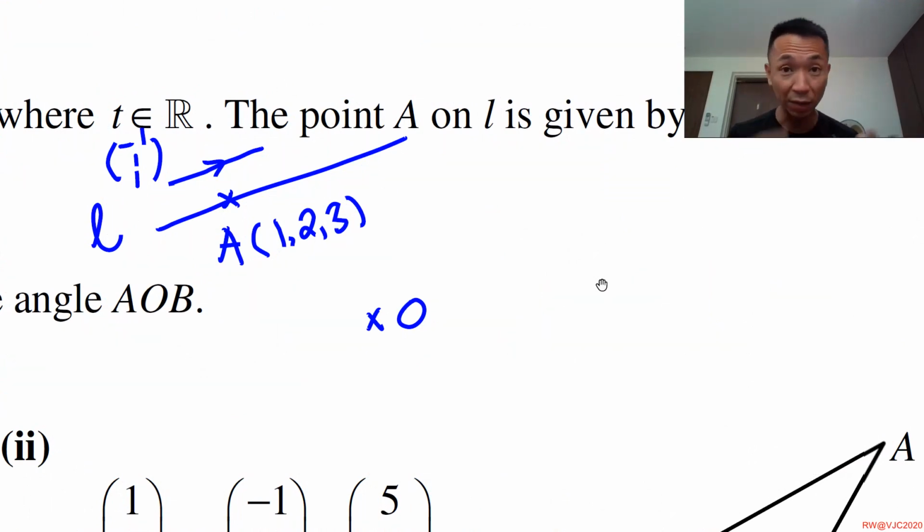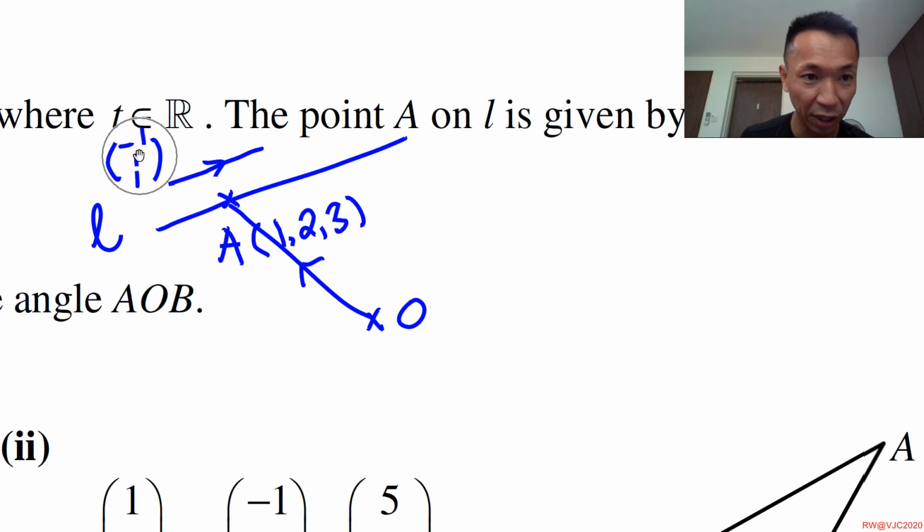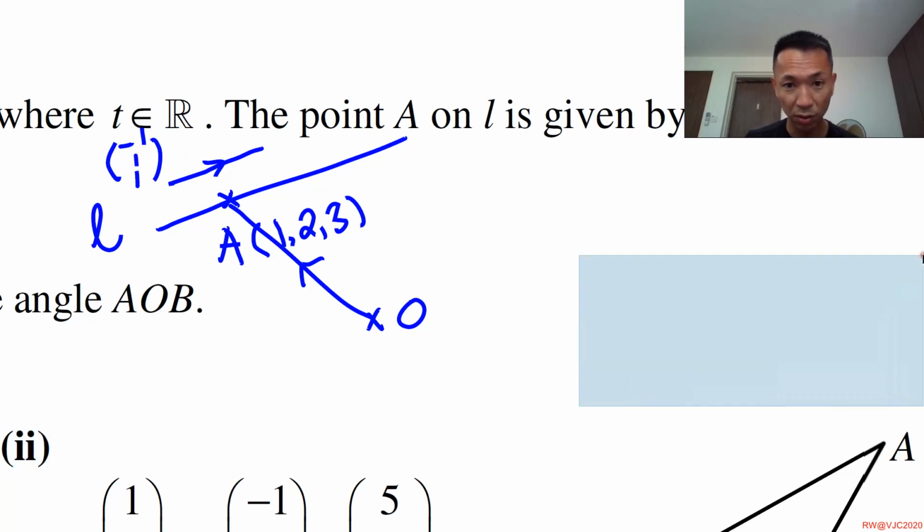When you want to find the acute angle, you just have to identify two vectors. Dot product, problem solved. So which two vectors? I think it's quite clear. It is this vector OA and this direction vector of the line. Right? Yes?